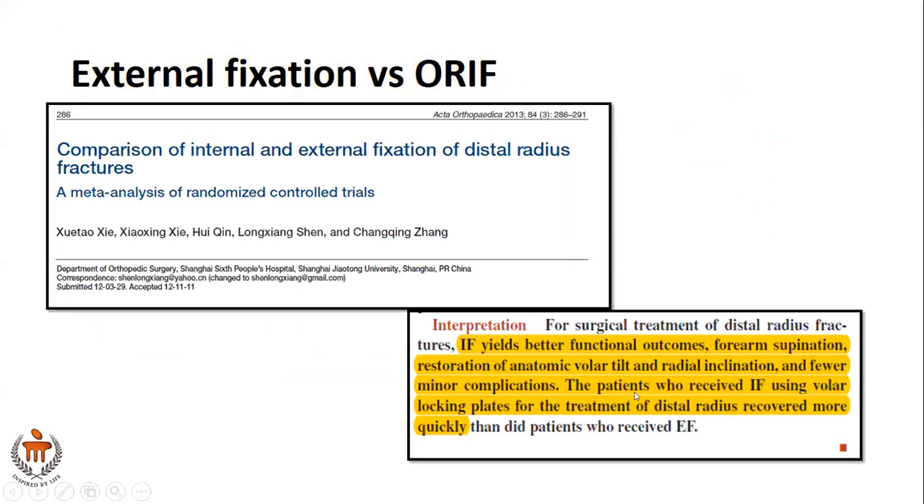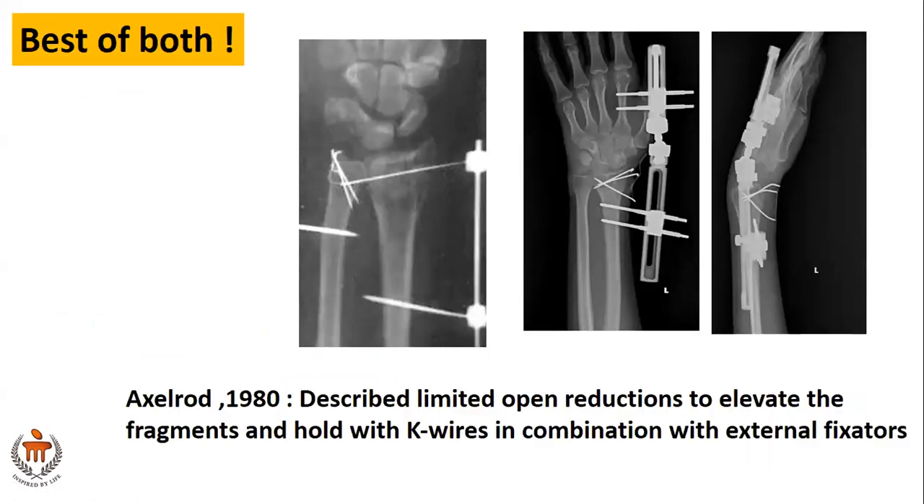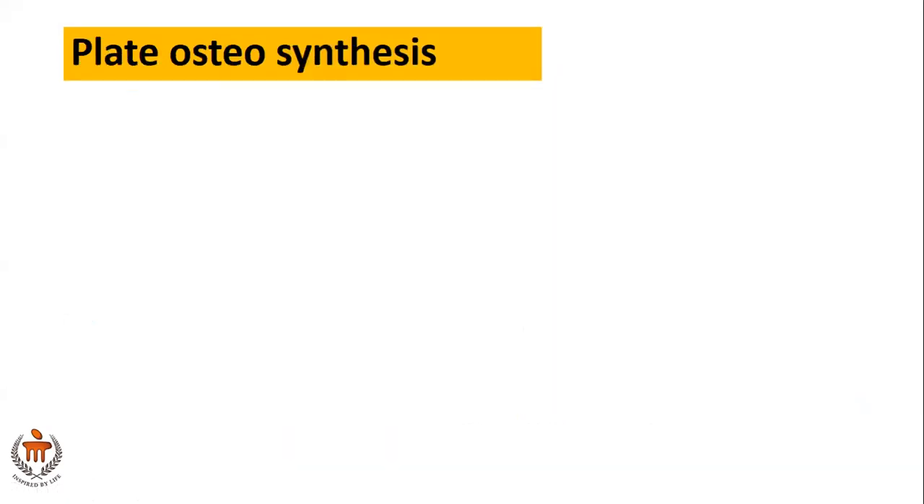Another meta-analysis shows that internal fixation is much better in terms of functional outcome. So the external fixator has its own role, but probably a limited role now that plate osteosynthesis has come. You can use both techniques, the K-wires and the external fixator itself. You can joystick the fragments percutaneously, or do a minimally open kind of reduction, and then use the external fixator. So you can have a combination of this if you're used to this kind of technique.